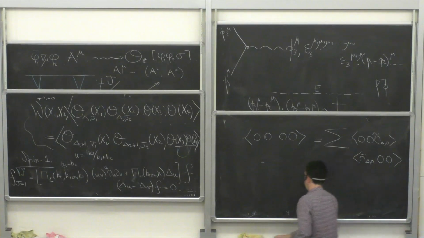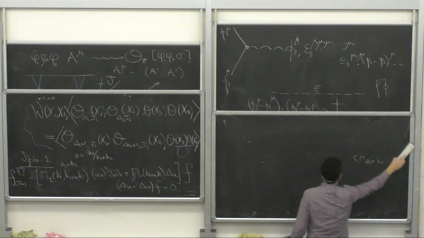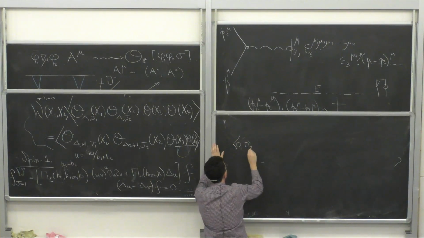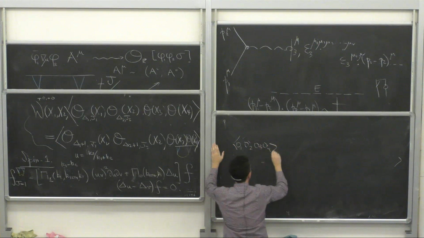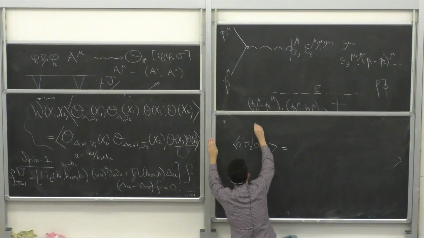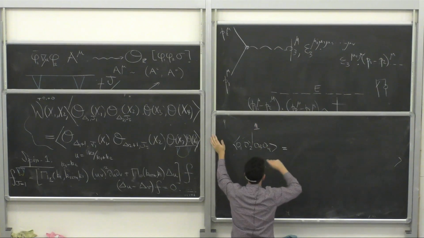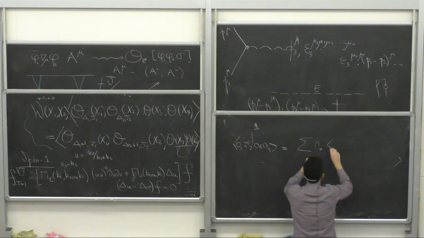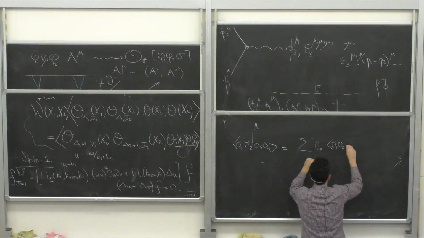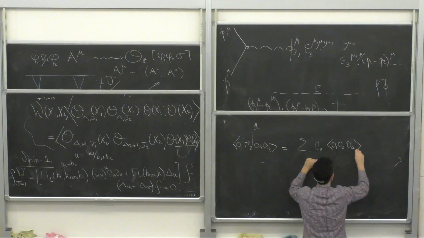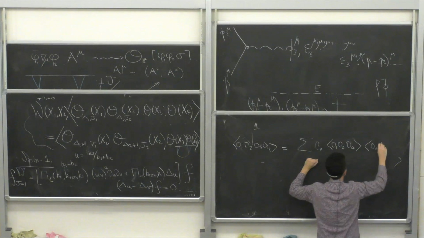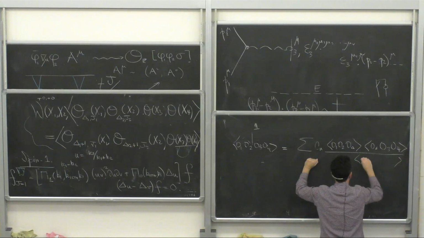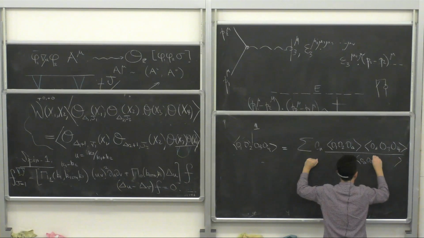Sorry, I did bad board management. O1, O2, O3, O4. Now I include the projector here, projecting only onto the scalar sector. I get some coefficient, some conformal block stuff: O1, O2, O delta, O3, O4, divided by O delta, O delta.